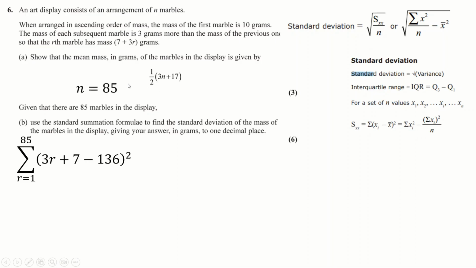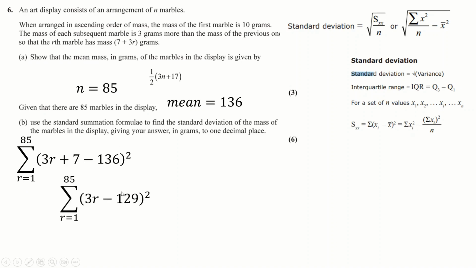So when you put in 85, you get the mean as 136. So that's what's given me this formula. So I've got x1 is just obviously 3r plus 7 as we had before. X bar is 136, and then I've just bracketed that with a square, and then gone from 1 to 85. So this will be SXX, and then once I work that out, I'll put it into this thing, and I should get my answer. And that's my plan.